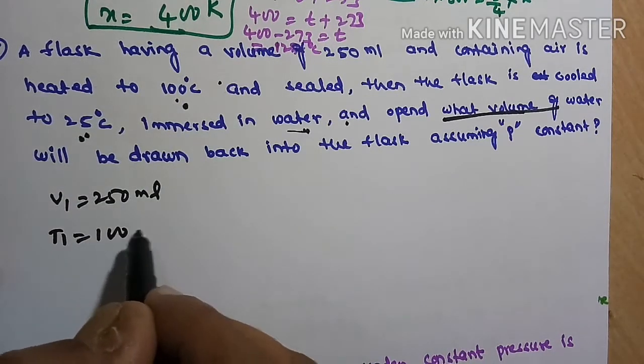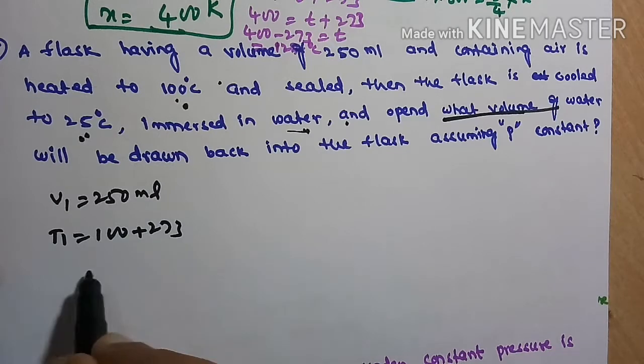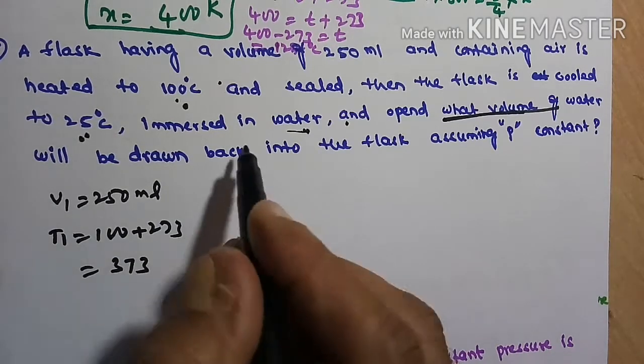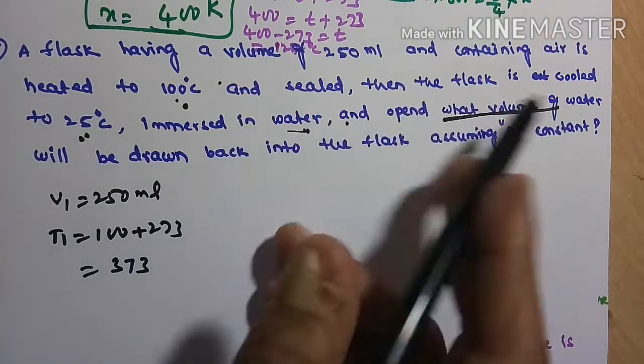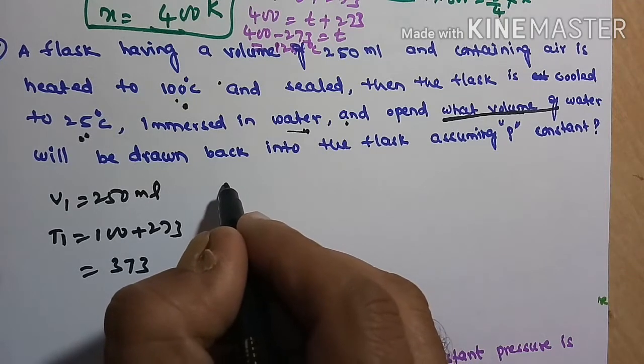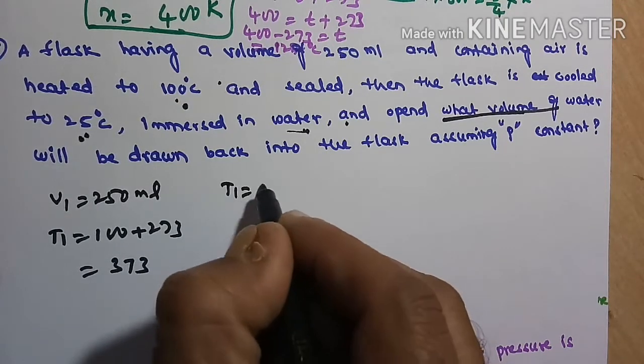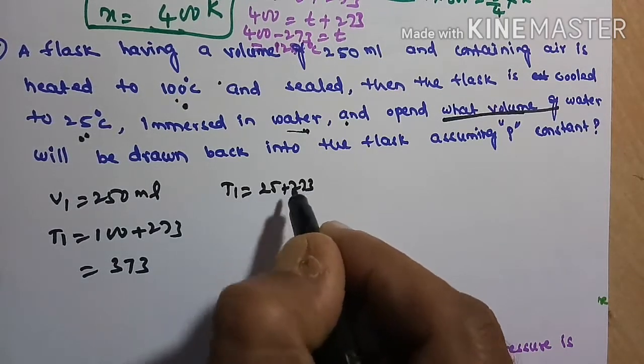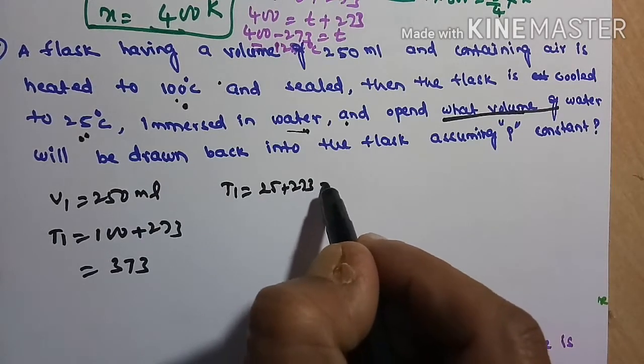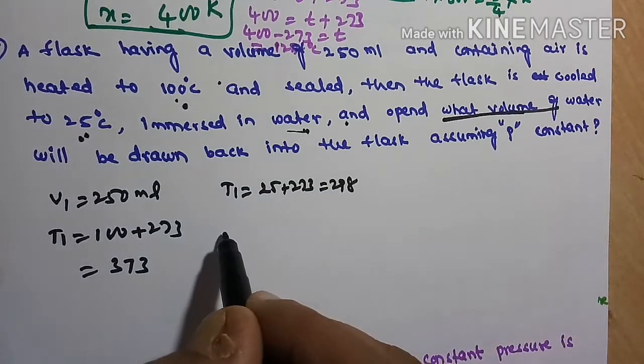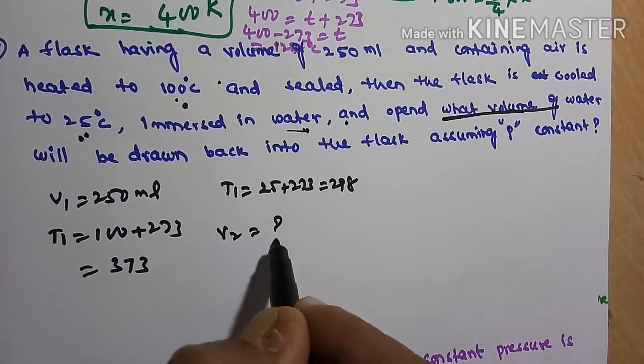T1 is equal to what? 100 degrees centigrade. So 100 plus 273 is equal to 373. And sealed, then the flask is cooled to 25 degrees centigrade. So T2 is equal to what? 25 plus 273. We will get 298.